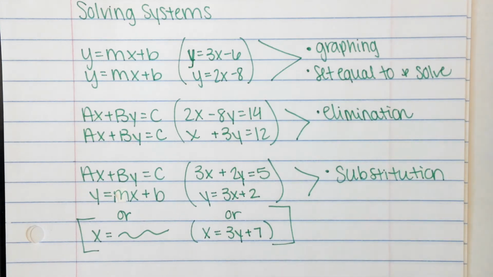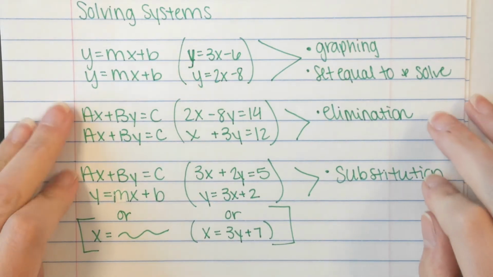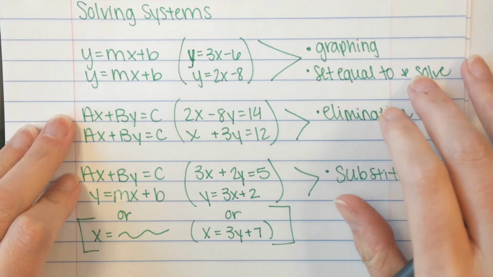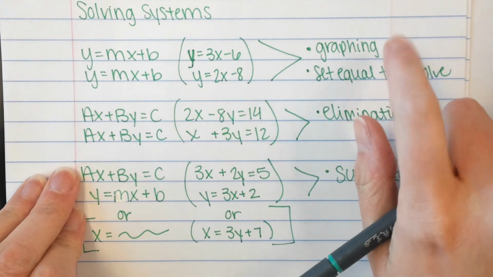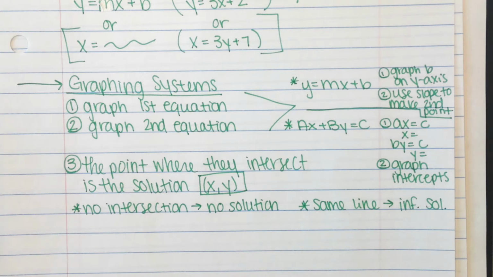Each method is going to be easier depending on what your problem is set up to look like. Today, in this lesson 16, we're just going to focus on graphing systems. So we're going to save substitution and elimination for later, and the setting equal to and solve. We're going to save those for later, and we're just going to do some graphing today. Like I said, we're just focusing on solving systems by graphing today. So here are some steps to help you do that.